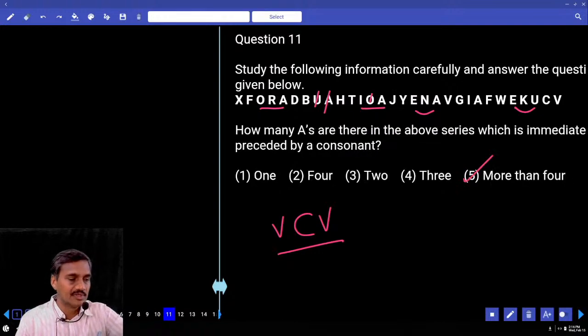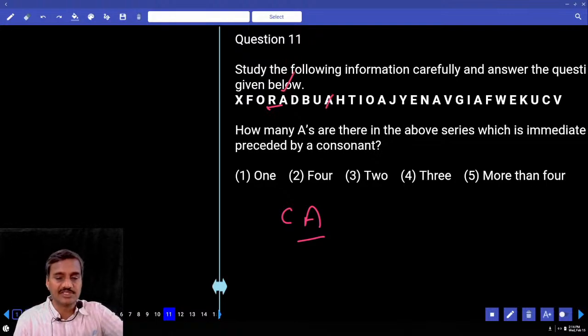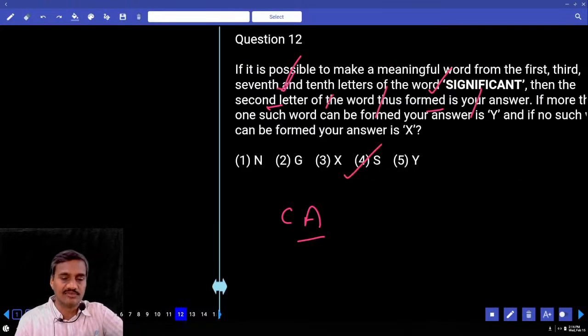And 11th one. Now in 11, how many A's are there which are immediately preceded by a consonant? Directly let us start with this A. A is immediately preceded by a consonant. Now this A is preceded by a vowel. A preceded by a vowel. A preceded by a consonant. This is a vowel, isn't it? Hence how many A's are there? There are 2. Now this is one and this is the other. There are only 2, that is choice 3, question number 11.